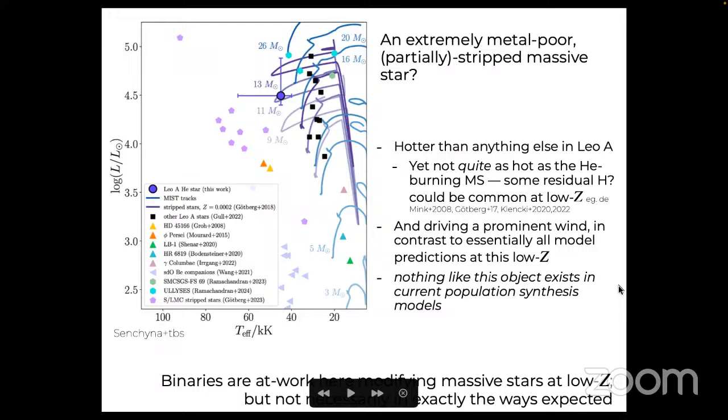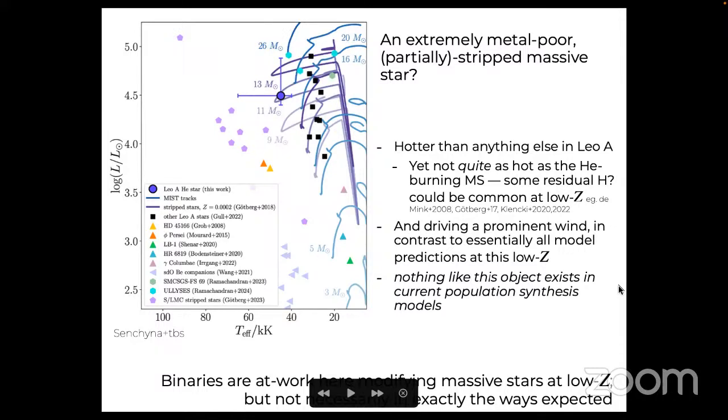It's hotter than anything else in Leo A and hotter than the population synthesis models would predict without any sort of interaction. It's not quite as hot as the helium burning main sequence, which suggests maybe indeed that there is some residual envelope. But this wind is basically an order of magnitude higher than any of the predictions from evolutionary models would expect.